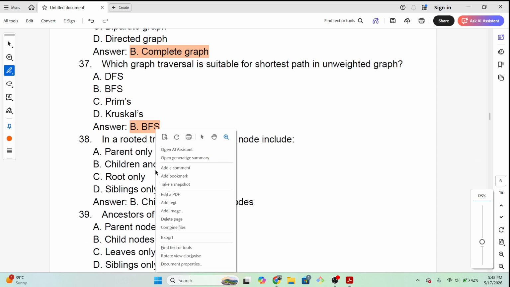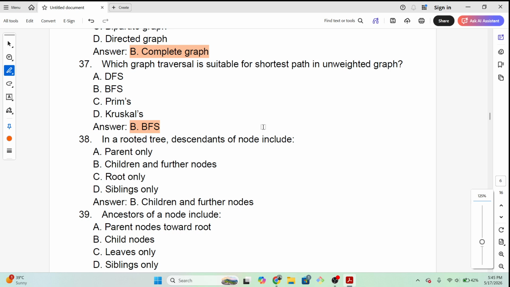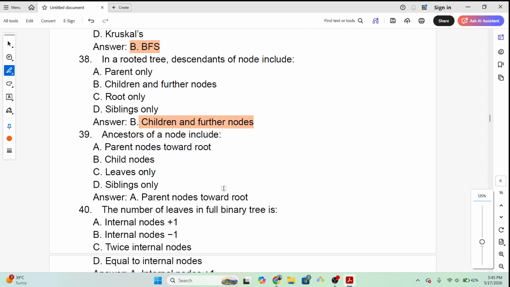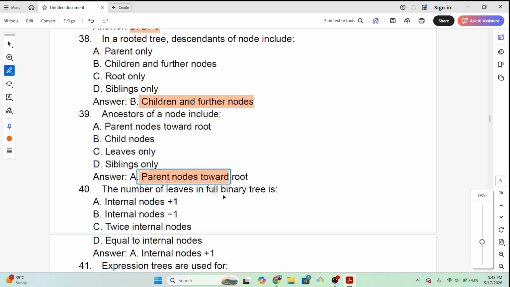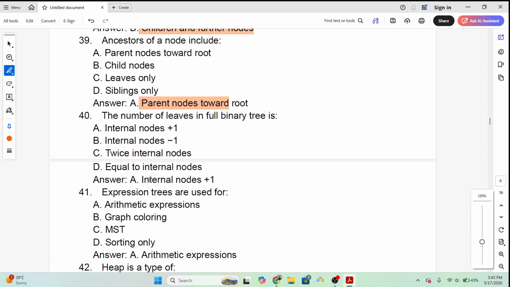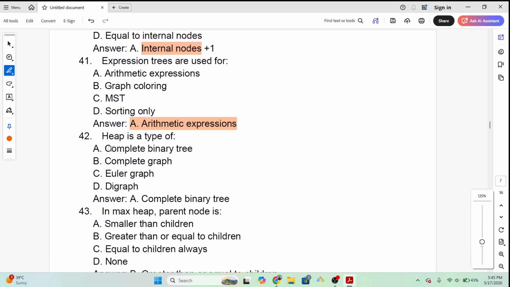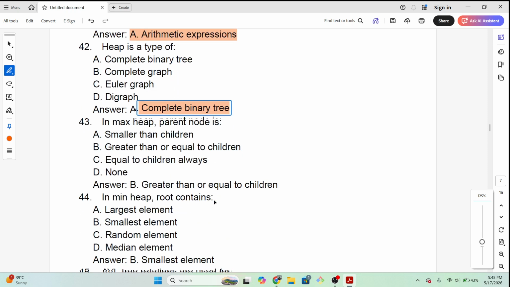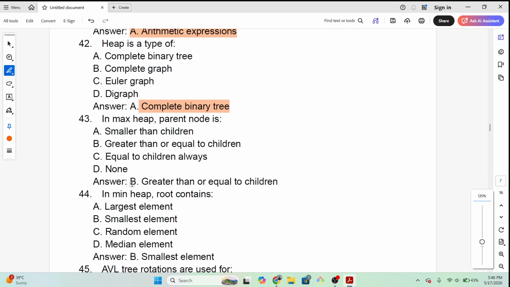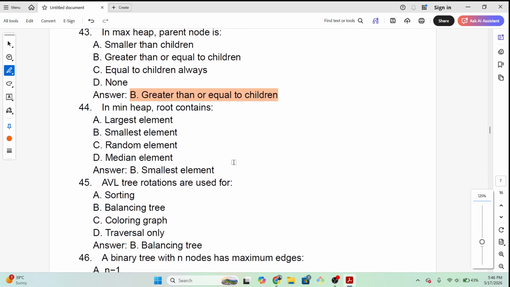In a rooted graph, descendants of a node include children and further nodes. Ancestors of a node include the parent node up towards the root node. The number of leaves in a full binary tree is internal nodes plus 1. Expression trees are used for arithmetic expressions. A heap is a type of complete binary tree. In a max heap, the parent node is greater than or equal to its children. In a min heap, the root node is the smallest element.